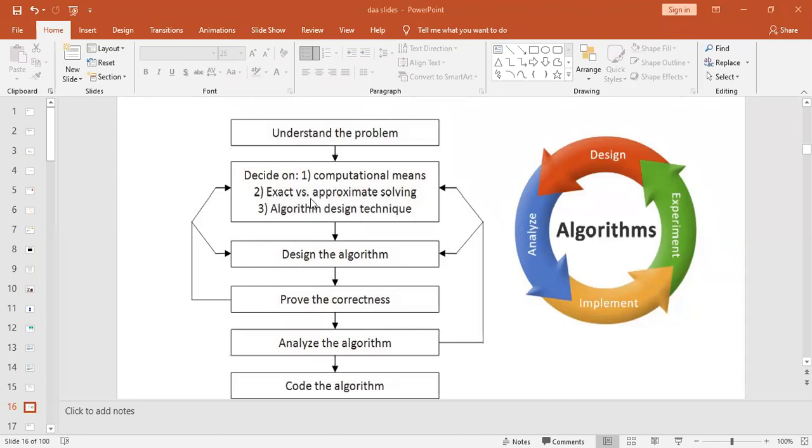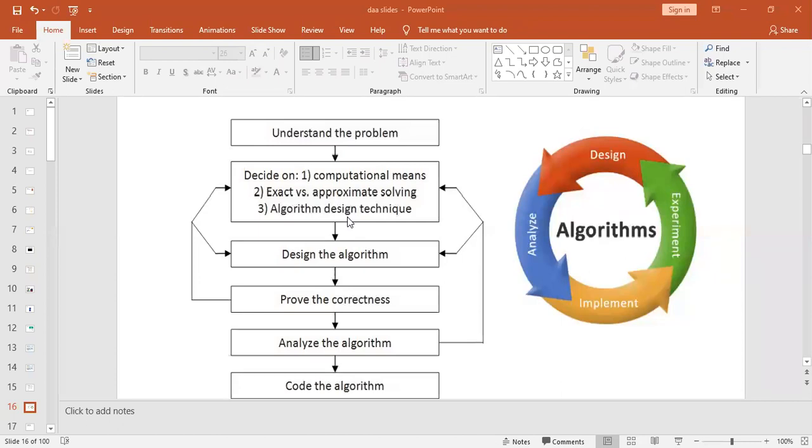So exact versus approximate solving. If you are giving 2 plus 3, what is the result? You should get it as 5. But in place of 5, if you are getting 4.99 or 4.8 or something, we call it approximate solving. Okay. So first, computational means using space and time. Second, exact versus approximate, and design technique.